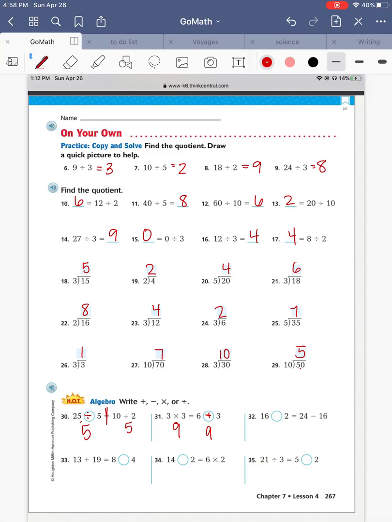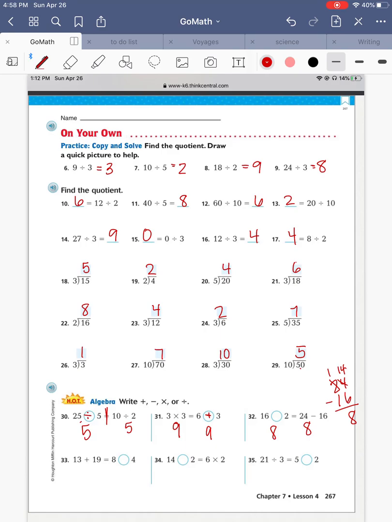24 minus 16. Remember, you can draw it over here, so you can line them up on top, so you can borrow. 14 minus 6 is 8. 1 minus 1 is 0. So this side is 8.